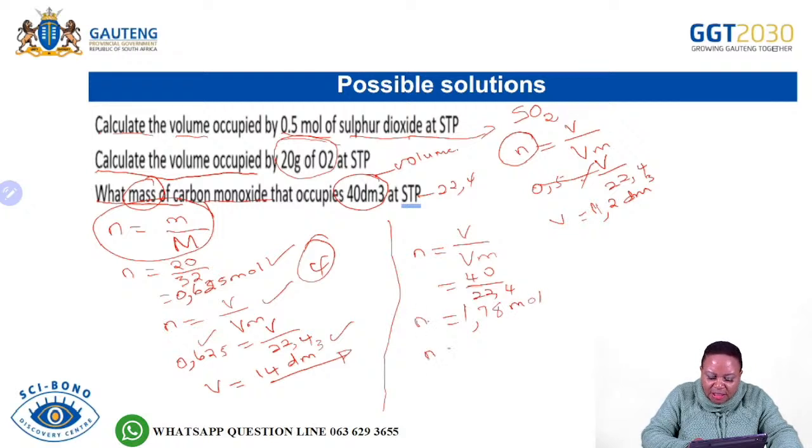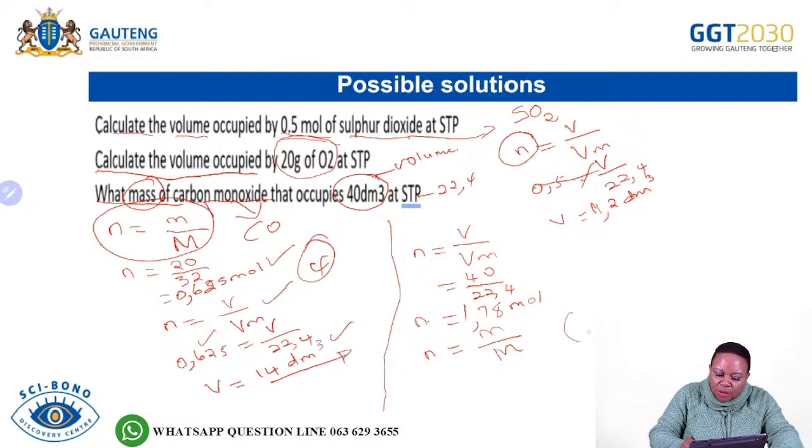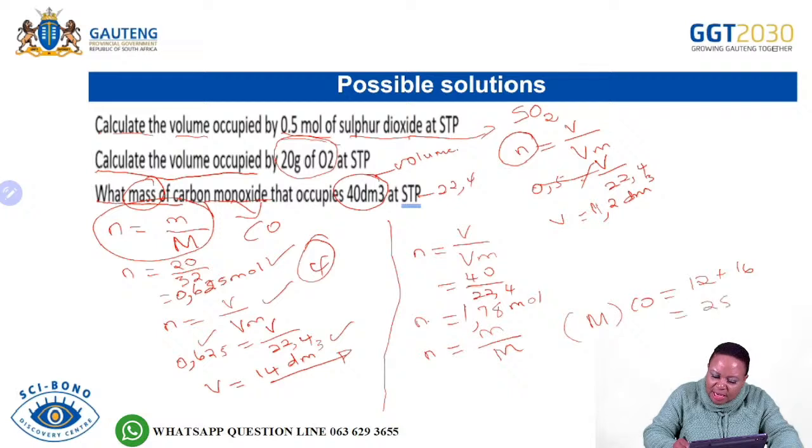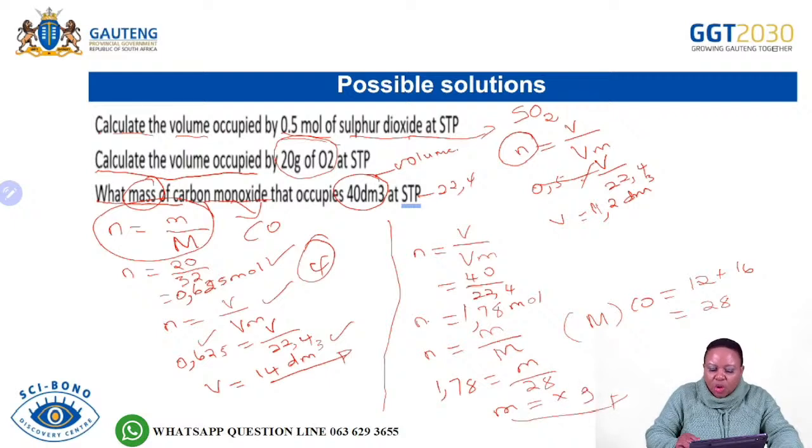Therefore, for us to calculate the mass, we're going to say n is equal to m over M. Carbon monoxide, the molecular formula is CO. How are we going to calculate the molar mass? For the molar mass of CO, we are going to say 12, which is our carbon, plus 16, and it gives us 28. Therefore, we say 1,78 is equal to m over 28, and then we calculate and we get x number of grams, which is our mass.